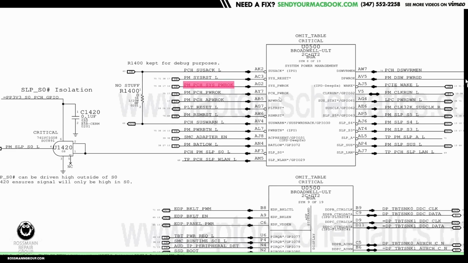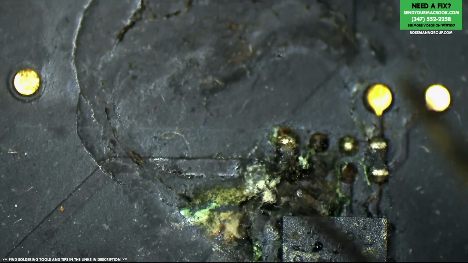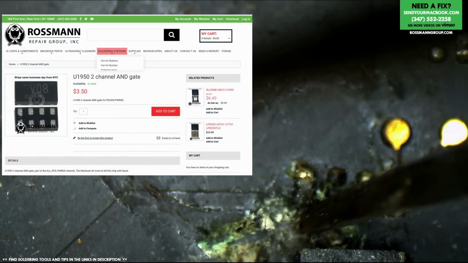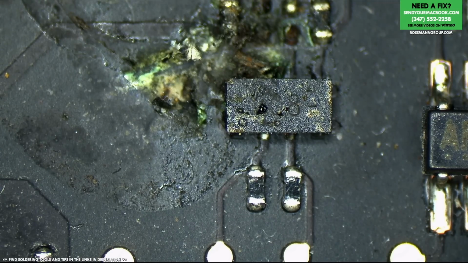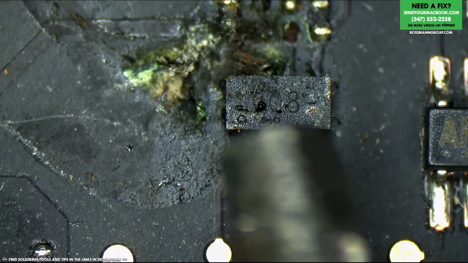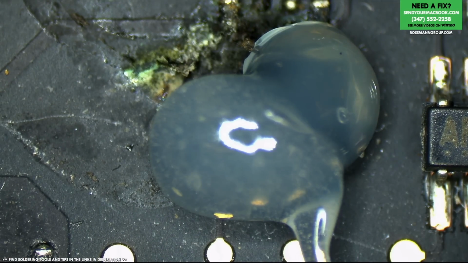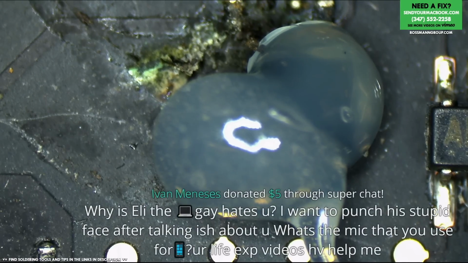And something tells me when the chip that creates that rail looks like this, they're not present. This is a chip that can be purchased on store.rossmangroup.com. And we are going to replace it right now and see if that fixes our problem, and then we can address the issues around the JTAG connector area. But first, let's address this.